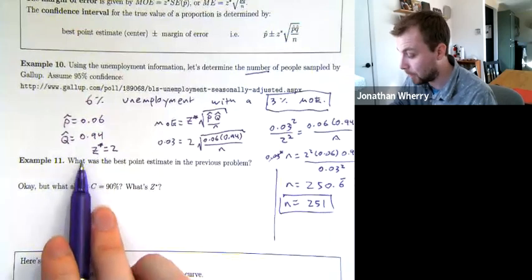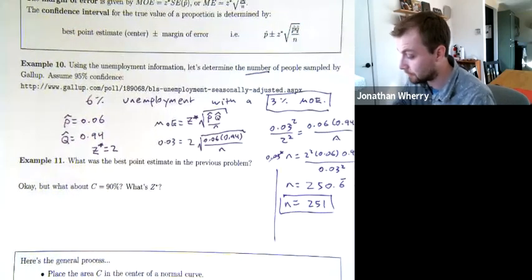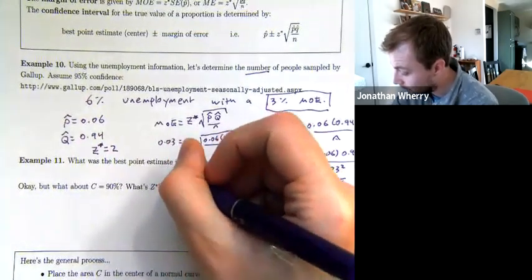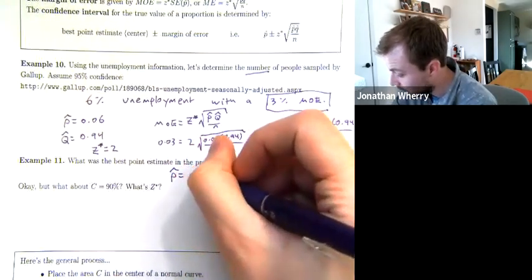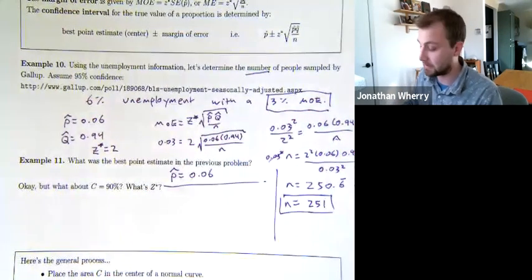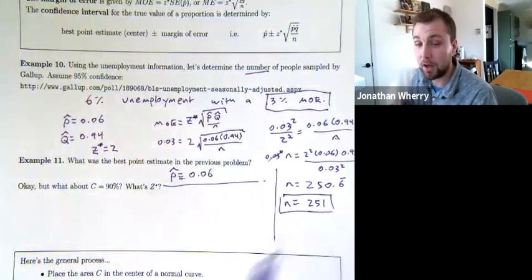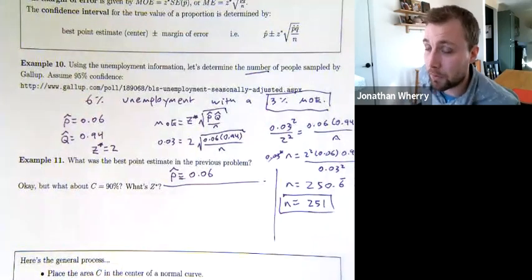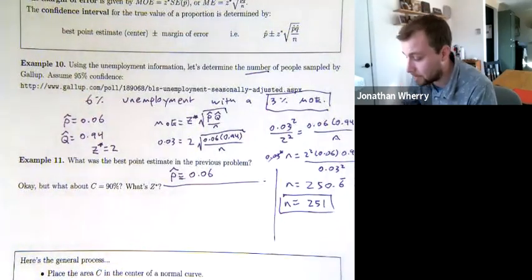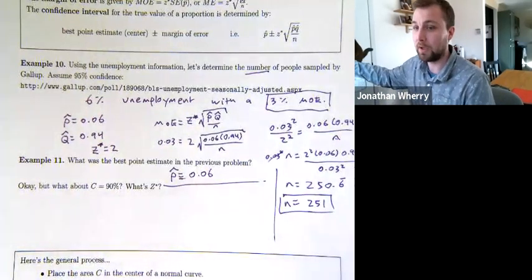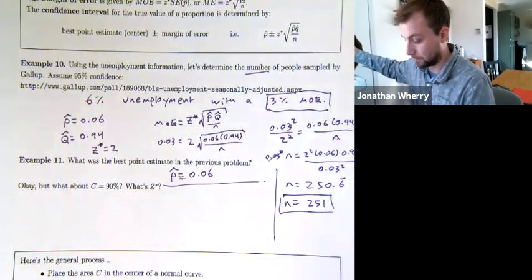Bit more vocab. What was Z star in this estimate? What was the best point estimate in the previous problem? A reminder, best point estimate is just the center. My center was a 6% success rate. So I'm guessing that 6% of those 251 people that they sampled were unemployed. Now I run into a little bit of an issue. If I wanted to be 90% sure instead of 95% sure, I'm going to have to change that Z star.